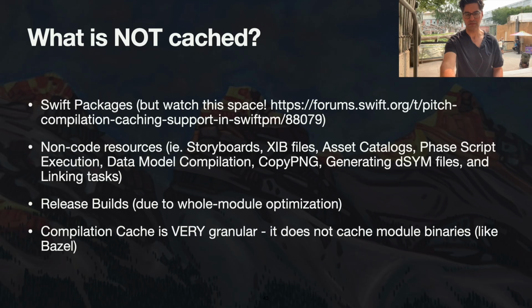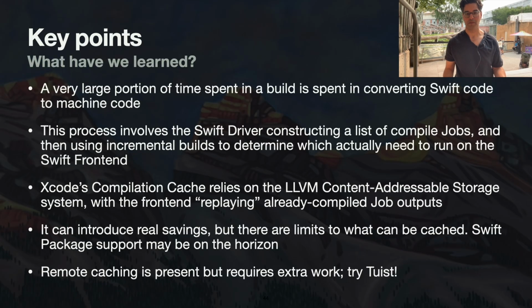So what have we talked about in this talk? Well, we talked about how long we spend compiling, and how we're always trying to reduce that. We talked about the current state of things. We talked about the Swift compiler, how the driver creates a graph and then translates that into a list of jobs that get run on the Swift front end. We talked about how it uses incremental builds to try and reduce that work, but that incremental builds can be really difficult to use because they're built for an older paradigm. We talked about Xcode's compilation cache.